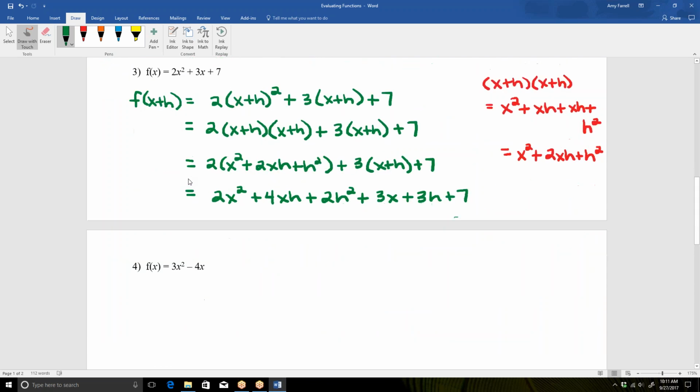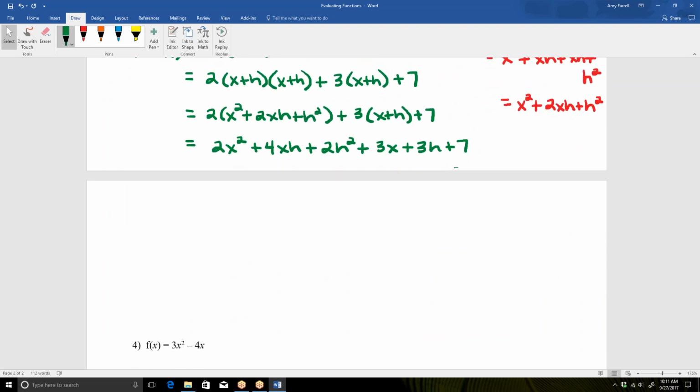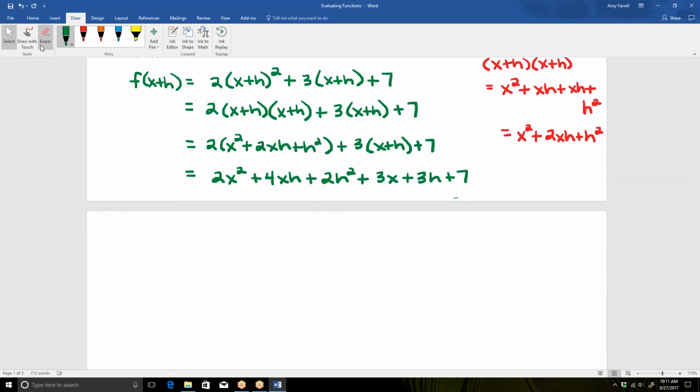All right, so let me move down to the next problem so I've got some more room. All right, so we're still working with this one here. So our difference quotient is f of x plus h, which we just found, minus f of x all over h. So here's our f of x plus h. I'll go ahead and write it right here.